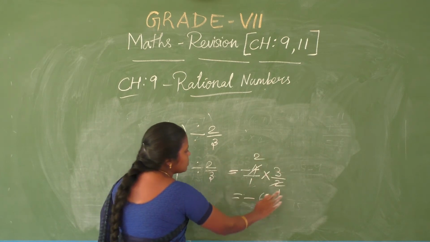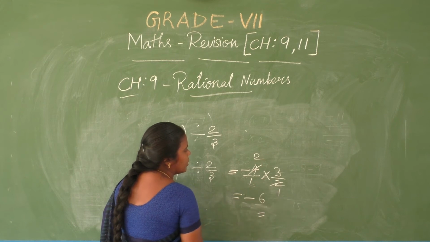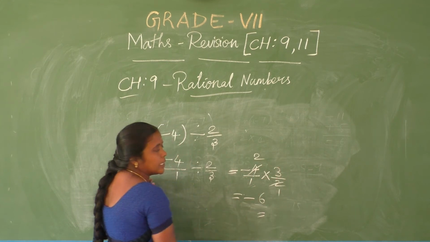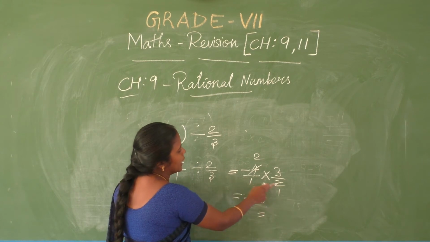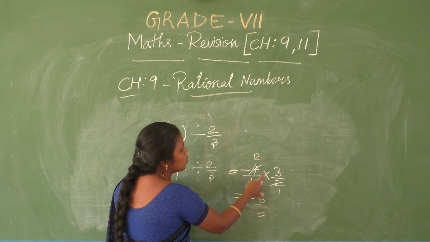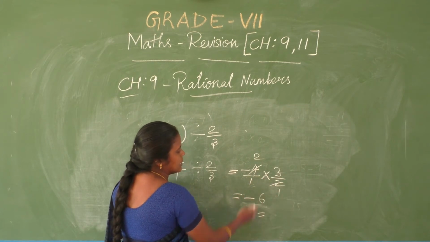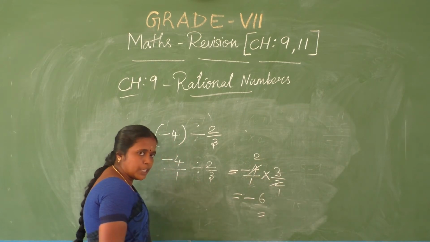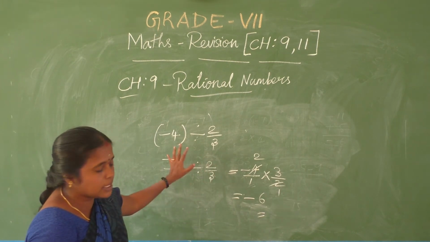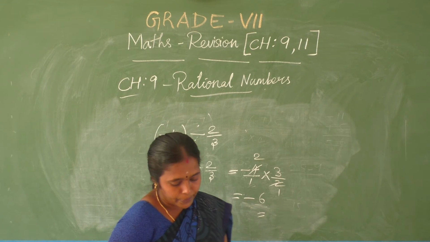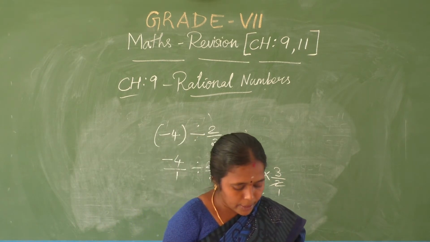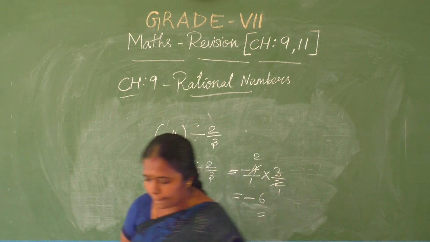Now if any possibility is there, we can divide them. If not, multiply both numerators and denominators. Here 4 and 2 are multiples of 2, so I have cancelled. 1 2 is 2, 2 2s are 4. Minus 2 into 3, minus 6 by 1. Denominator, no need of 1. That's all. So this is the procedure for dividing any rational by another. Clear?